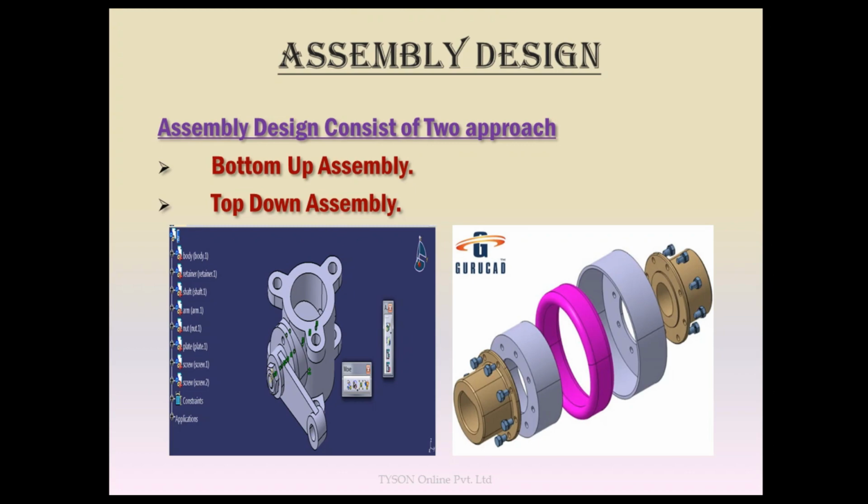The main thing in CATIA for assembly design is to call the separate parts of the assembly, which are created in Part Design, and then assemble them according to their position and reduce the degrees of freedom according to their function. So basically two approaches are there: bottom up assembly and top down assembly.